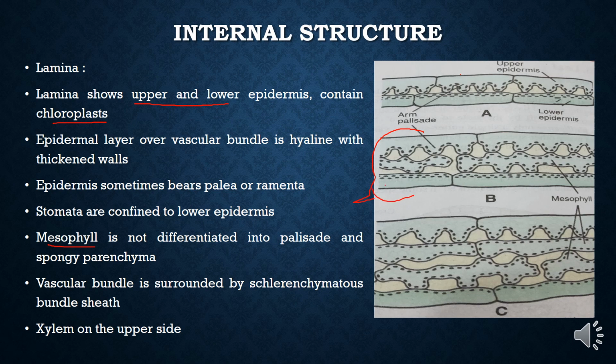this is the lower epidermis, and this one is the upper epidermis, and in between we see the mesophyll cells, which are undifferentiated and lacunated. That is, we see air spaces also. These are the air spaces. So this epidermal region contains stomata.